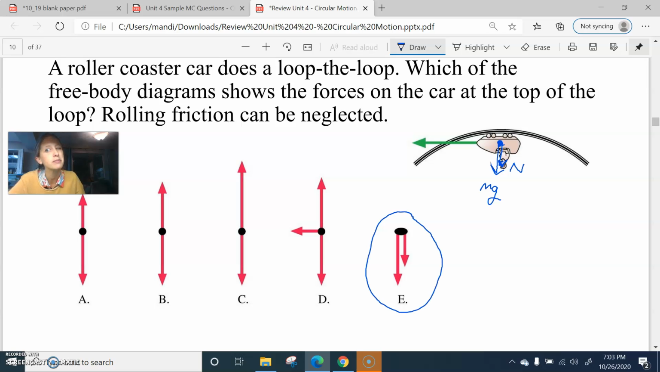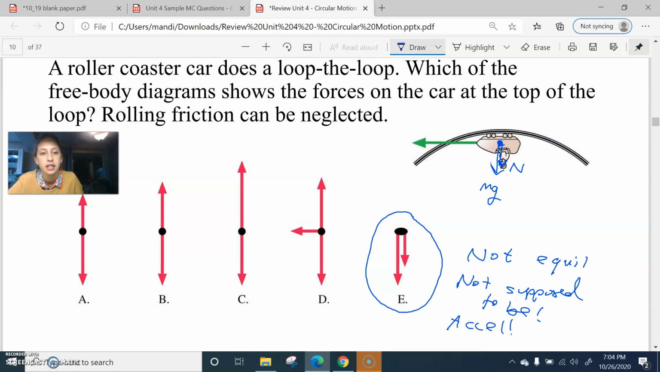And you might think that's a crazy gross drawing. I don't like that. We're not in balance. We're not at equilibrium. That's wrong. We're not at equilibrium. We're accelerating. So not equilibrium, and it's not supposed to be. We are accelerating, which means our arrows won't balance. And that's okay. These add up to our centripetal acceleration that is going down here.